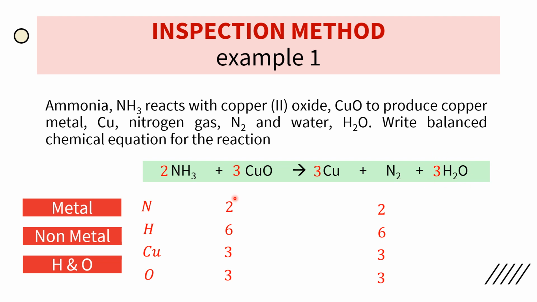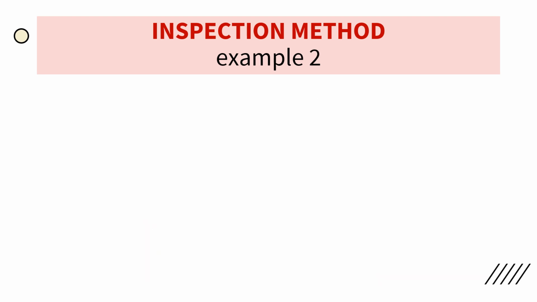So bila amount yang belah reactant dan amount yang belah produk ni sama, that means equation kita balance. Metal, non-metal, hydrogen dan oksigen ini hanya panduan sahaja. Yang penting equation yang kita cuba buat ni balance.